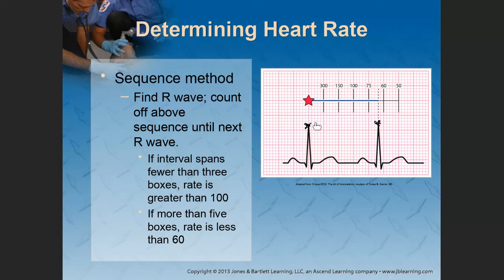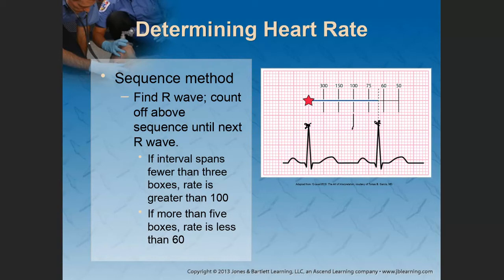So let's say 1, 2, 3. This would be 3. So if I mark off 3, let me mark off 3 so that you can see. This would be 3. This is 3.